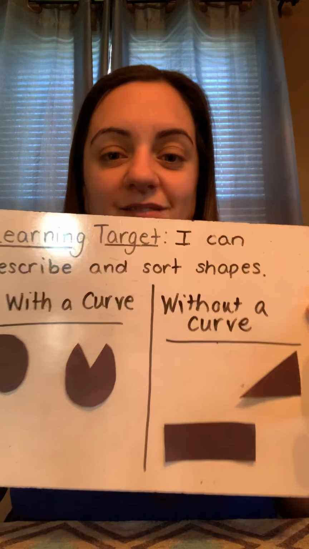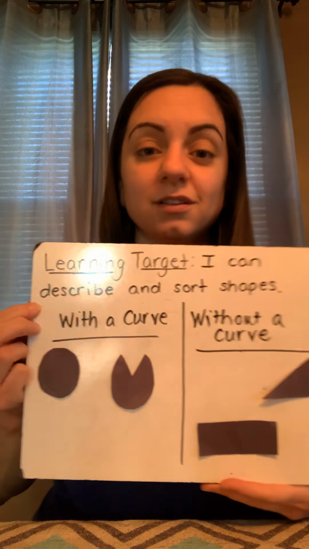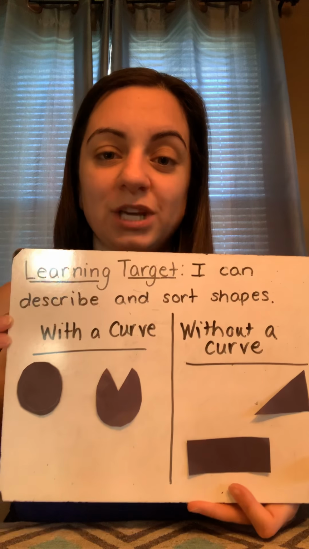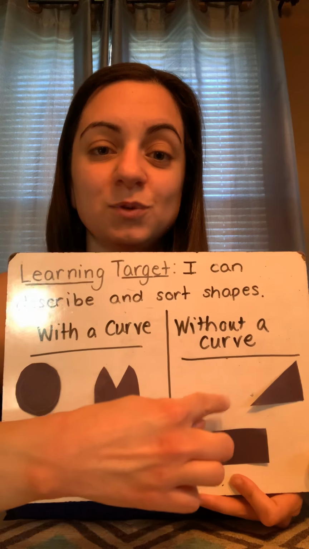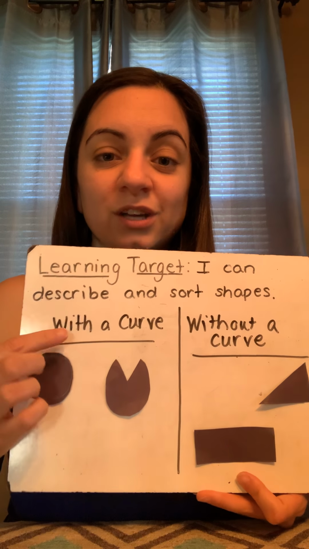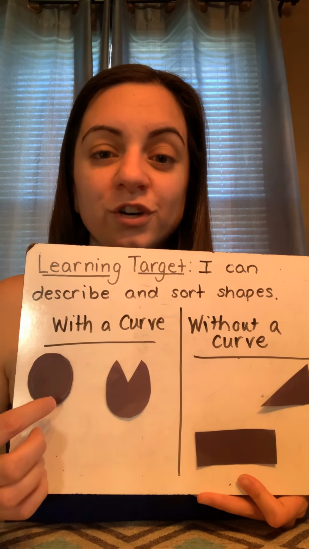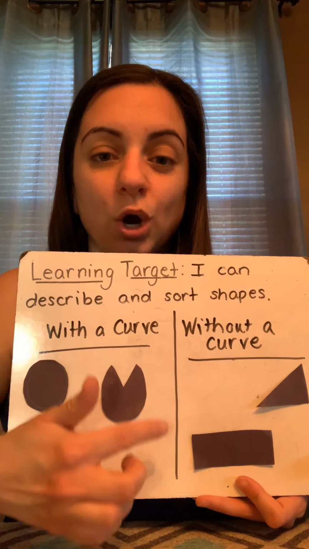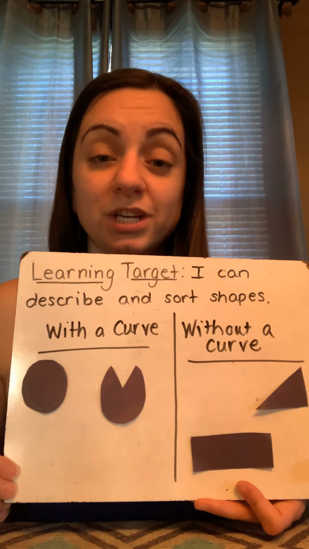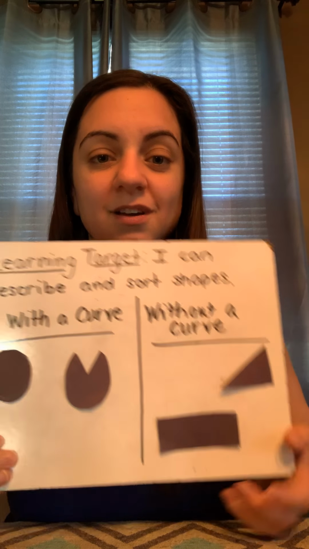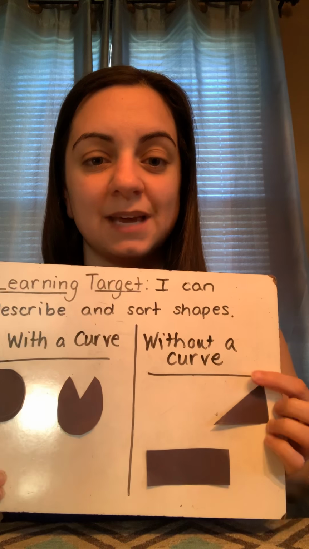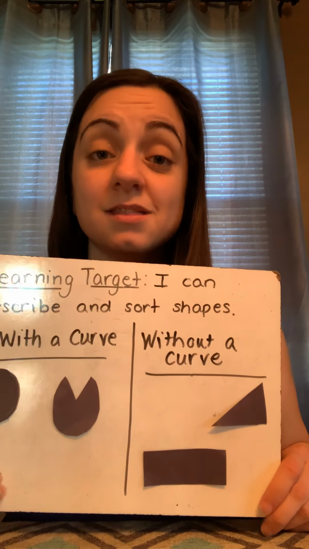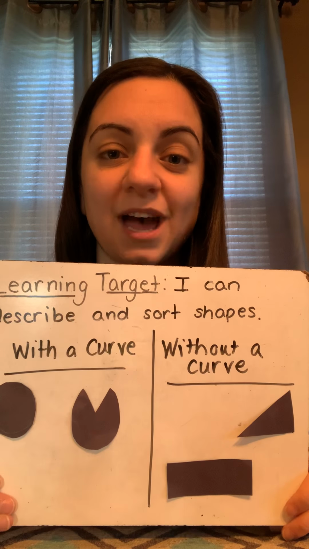Let's look at our chart and check our work. Here we wanted to sort shapes with a curve and shapes without a curve. On this side with a curve, all of our shapes have rounded parts. That tells us they are shapes with a curve. On this side, all of our shapes have straight lines. That tells us they are shapes without a curve.